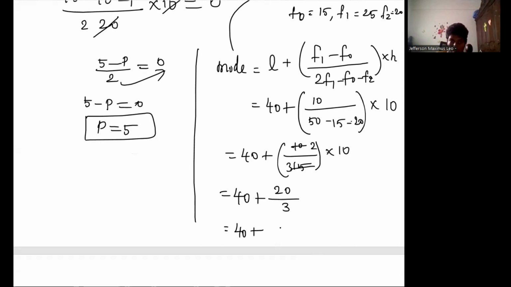40 plus 20 by 3. 6 threes are 18, 2 again, 6 6 6 comes. So we take it as 40 plus 6.67. 46.67. Yes, correct answer. This is the mode. Did you understand?